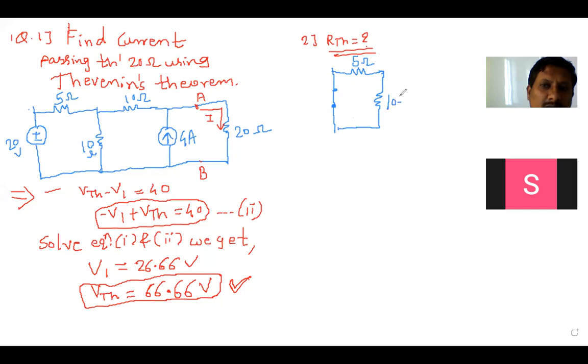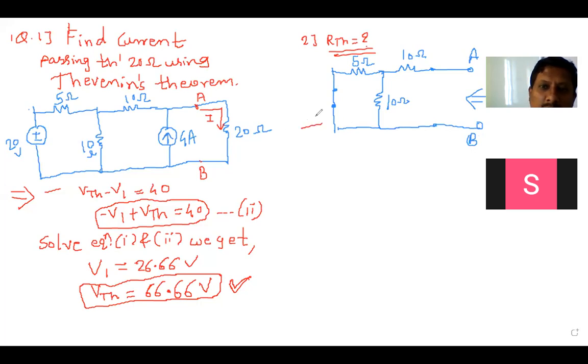This is 10 ohm as it is. This 10 ohm as it is. What about the current source? What do we do with a current source? Open circuit. Current source open. Now don't take the 20 ohm. Already we have opened it. Okay. So this is the A and this is the B terminal. So across A and B, we are going to find out RTH.